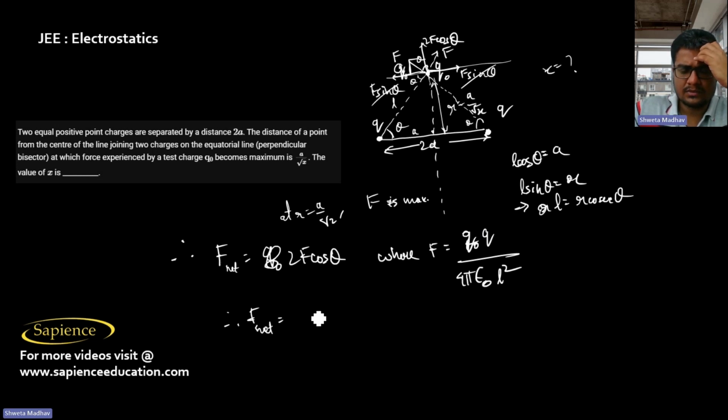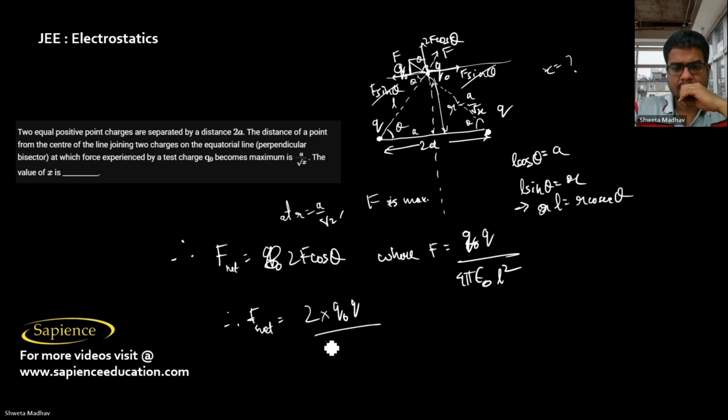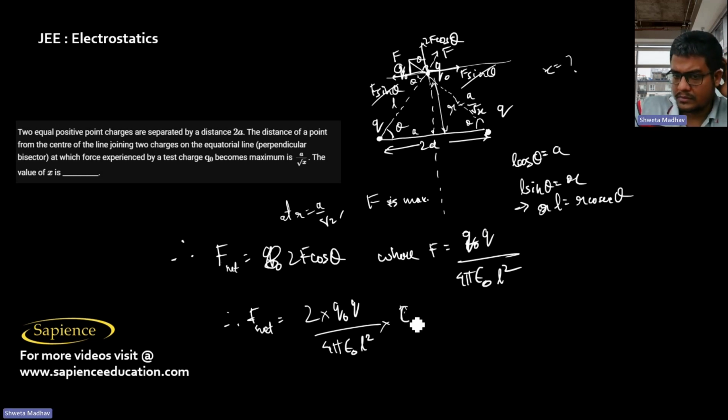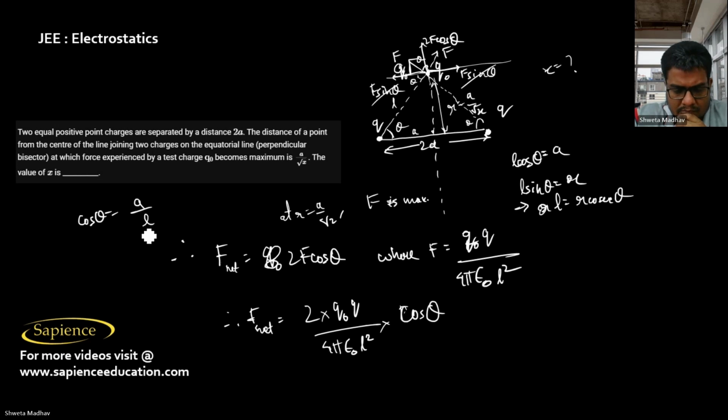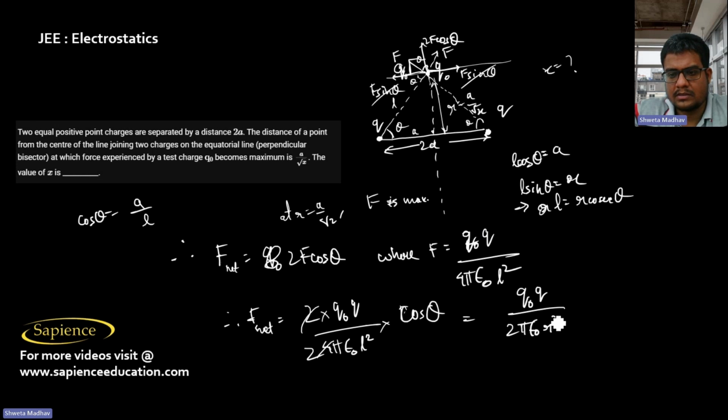Therefore, the net force is equal to 2 into q0 q by 4 pi epsilon naught L square into cos theta, where cos theta is a by L. It is r cosec theta. The force is q0 q by 2 pi epsilon naught L square, which is r square cosec square theta, into cos theta.